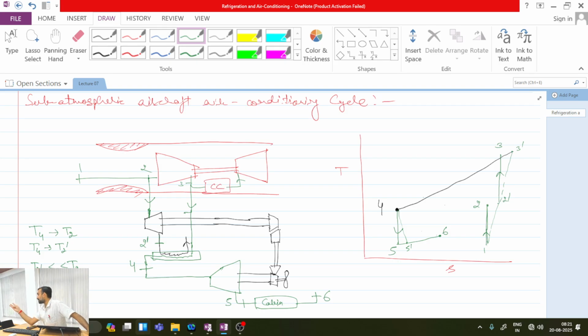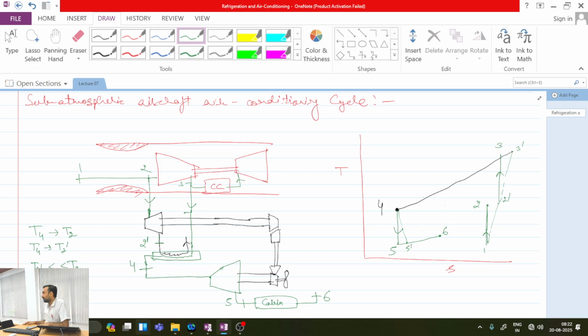Now in the bootstrap cycle, what did we do? In the bootstrap cycle we started expansion at almost the same temperature condition, but the pressure ratio across which we did expansion was actually large. Are you getting this point or not? So in the bootstrap cycle, if you recall, my starting temperature was almost the same as that of the simple air conditioning cycle. But the only difference was the pressure ratio across which I was doing expansion in the turbine was large. So because of the large pressure ratio, temperature at exit of the turbine was decreasing.